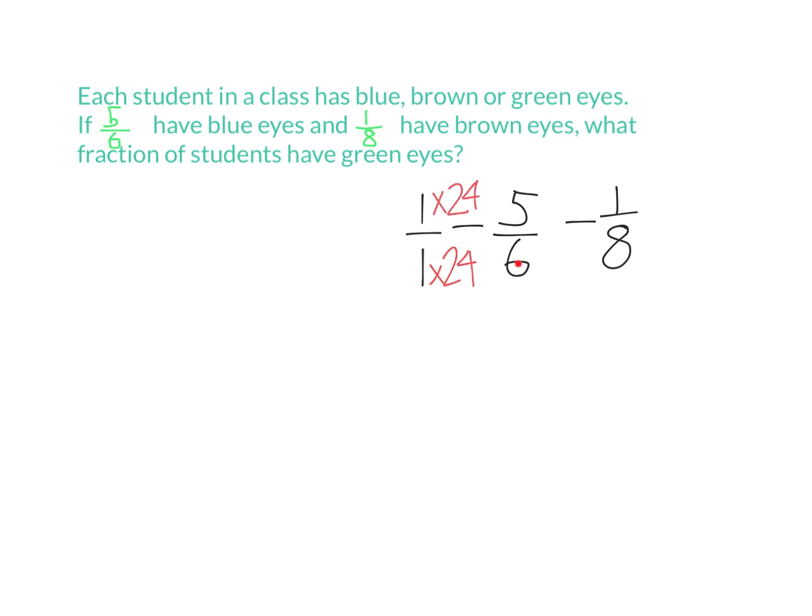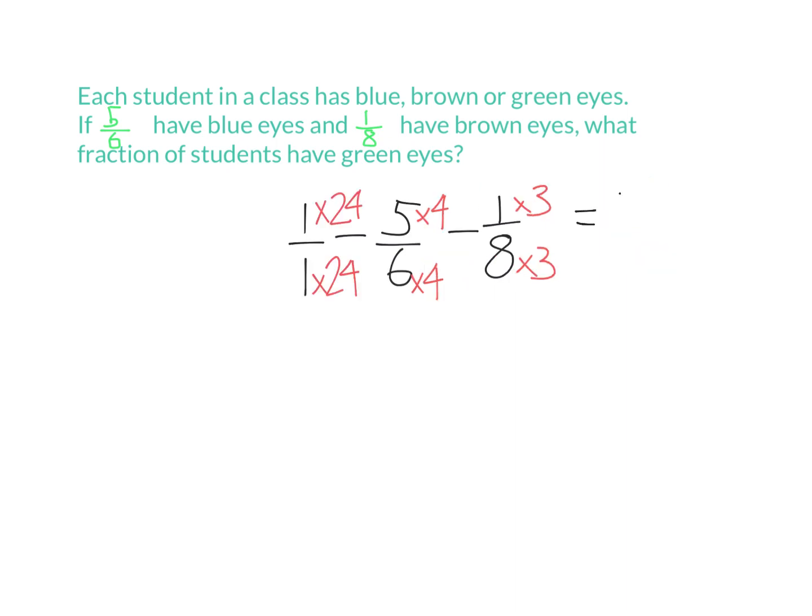So to go from 6 to 24, I need to multiply by 4. What I do to the bottom, I must do to the top. To make this fraction also have a denominator of 24, I need to multiply it by 3. What you do to the bottom, you must do to the top. So I'm left with 24 over 24. That's what 1 whole means. 5 over 6 is the same as 20 over 24. And 1 over 8 is the same as 3 over 24.